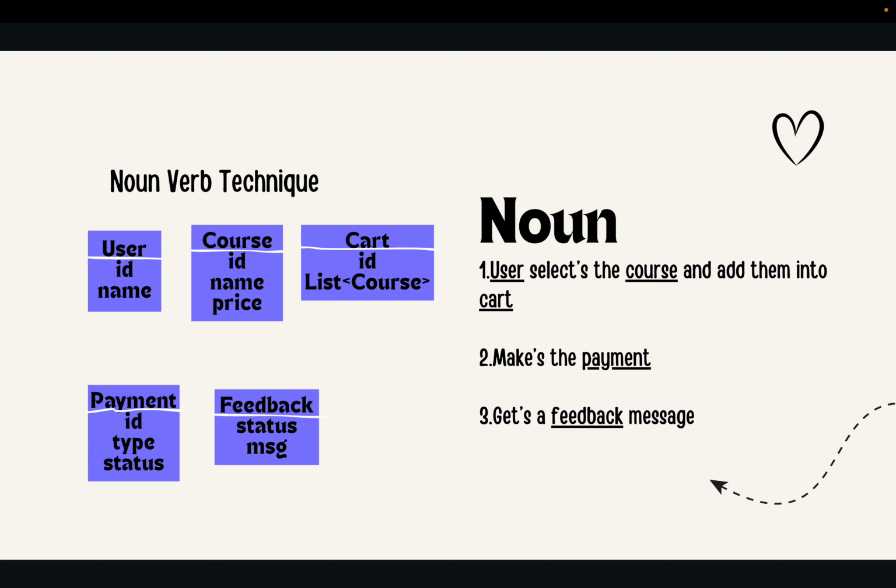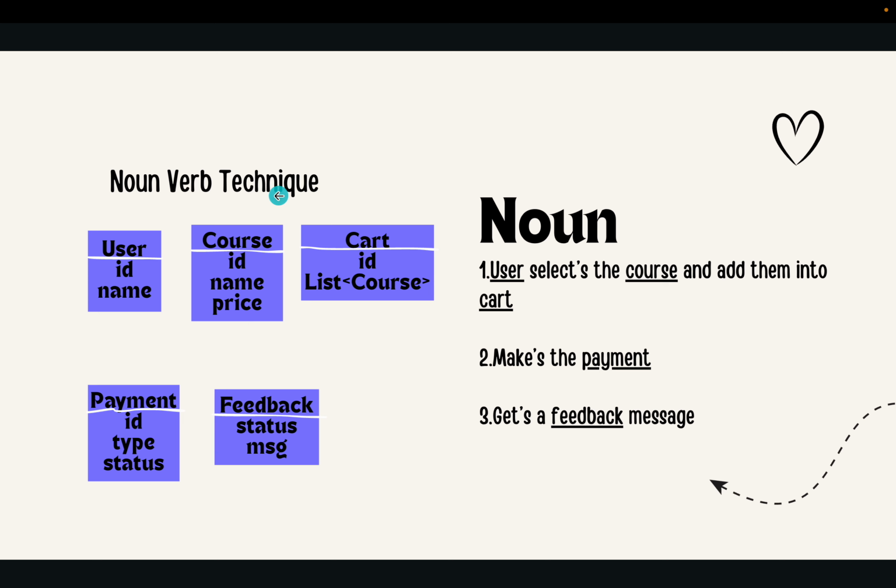After that, we have a Cart. The Cart has an ID and a list of courses that can be selected by the user. After that, makes a payment. So Payment is a noun, and it can have ID, type, and status. After that, gets a feedback message. So Feedback is our next class, which can have status and message. So this is all about the nouns. As you can see, it makes it very easy to create a class diagram for the application.